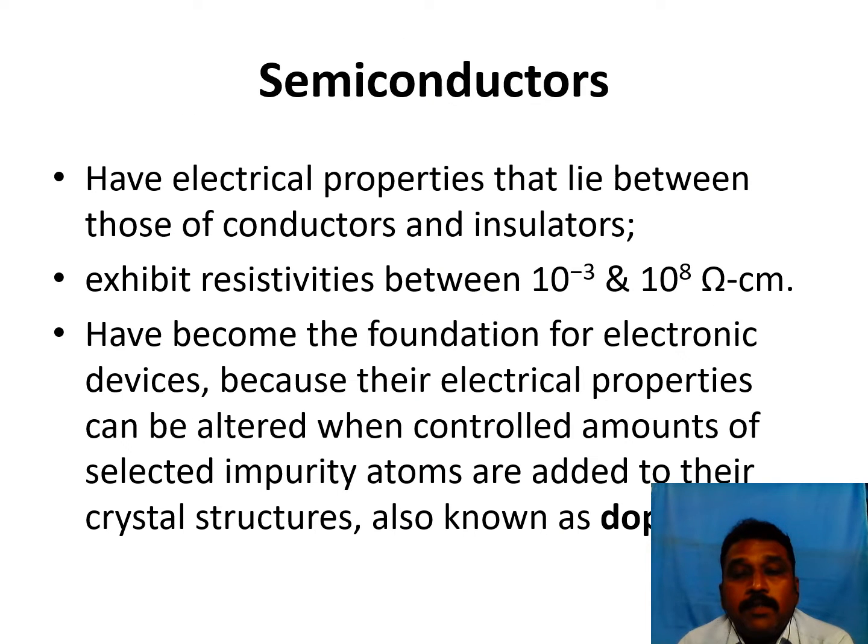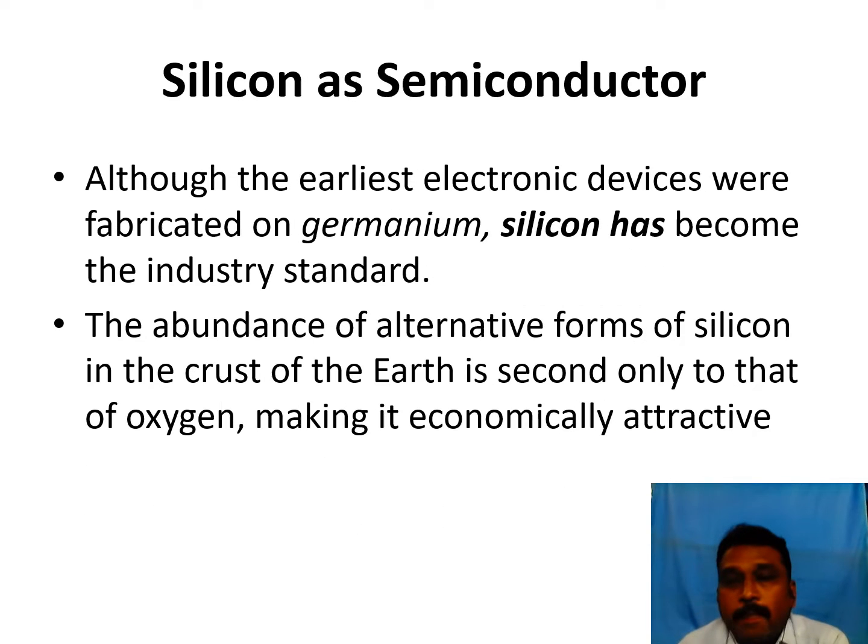And then we are using semiconductors for making all the sensors, that is, microelectronic devices. We use semiconductors because their electrical properties lie between conductors and insulators. They have resistivities between 10 to the power of minus 3 to 10 to the power of 8 ohm per centimeter. Because of these electrical properties, we can change the properties of the semiconductors by adding some impurity atoms known as dopants.